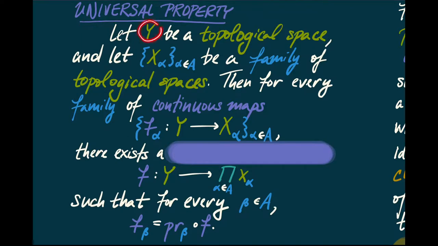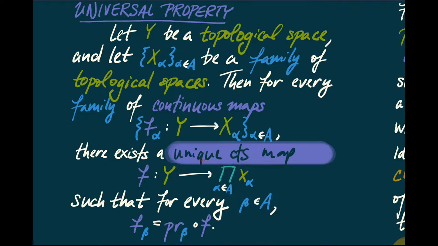Namely, if we're going to have a topological space Y and a family of topological spaces X alpha, then I'm going to write down a family of continuous maps F alpha from Y to X alpha, one for each alpha in A. So I'm going to write down a whole pile of continuous maps and stack them up. Then I could put those maps together into a single map. It's a unique continuous map, which I'll just call F from Y to the product of these X alphas.